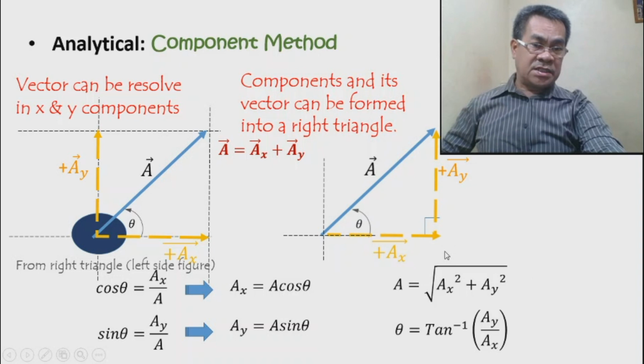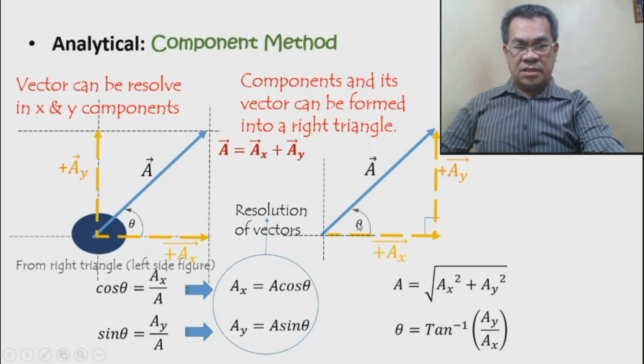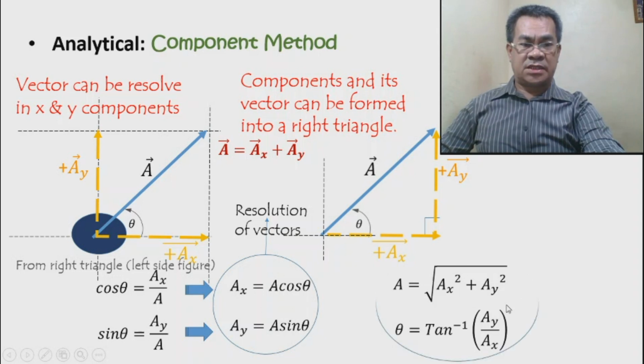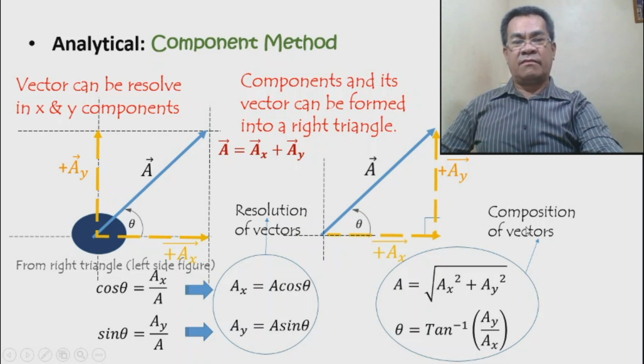You can use this process if the components are given. But in this case, the magnitude of the vector and its direction are given, then you can solve for the components. This process is called the resolution of vectors. We are resolving the vectors into its components. This other process is the composition of vectors. We have two processes, the resolution of vectors and the composition of vectors.